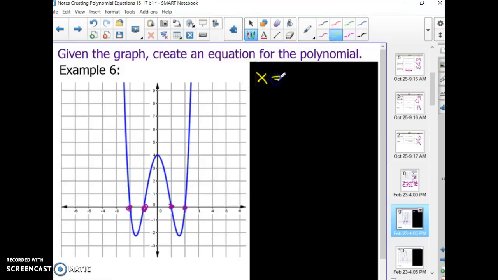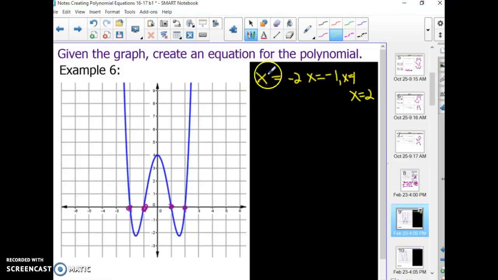X is equal to negative 2. X is equal to negative 1. X is equal to 1, and then I have X is equal to 2. So I need to get them back as factors. So in order to get them back as factors, I need to get them back equal to 0.